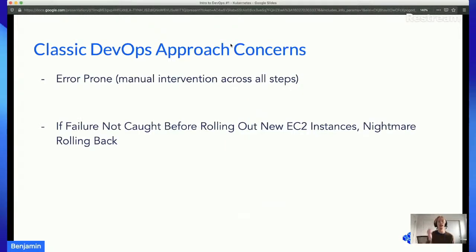So some problems with classic DevOps is that this is a very error-prone process, because manual intervention is done across all of those steps. And so, if anything goes wrong, then you have to manually correct it, or change the resources, or remember to switch things back to a previous state. And in a worst case, if the failure is not caught before rolling out all of the new EC2 instances, it's a pain to have to roll back and go back to the original states. Because again, you're working directly with the underlying machines and the copies of the code and how that is all working.